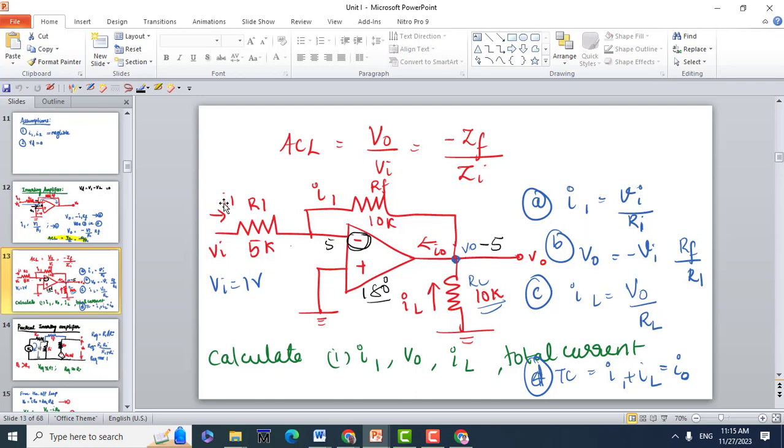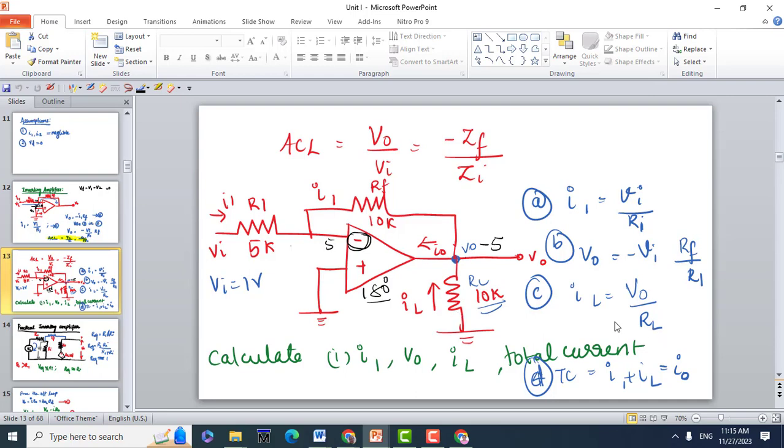I1 is nothing but the current flowing through R1, which is Vi by R1. Similarly, the output voltage V0 is minus Vi into the gain. From the gain formula you can rearrange: if I need V0, it is minus ZF by Zi into Vi. That is what I have written here, in terms of resistances. And IL is the current flowing through this 10K, which is V0 by RL.